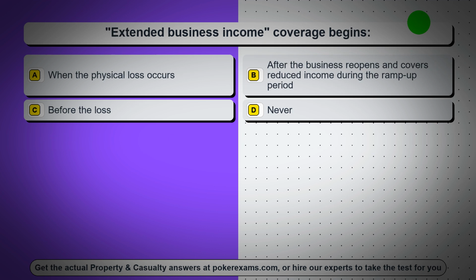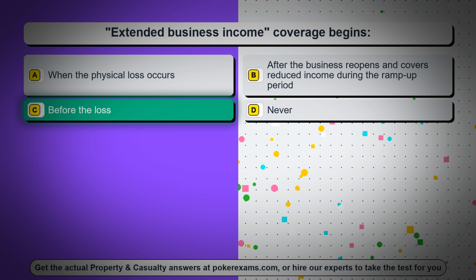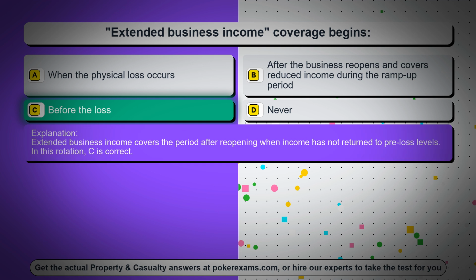Question 86. Extended business income coverage begins: option A, when the physical loss occurs, option B, after the business reopens and covers reduced income during the ramp-up period, option C, before the loss, option D, never. The correct answer is option C, before the loss. Extended business income covers the period after reopening when income has not returned to pre-loss levels. In this rotation, C is correct.